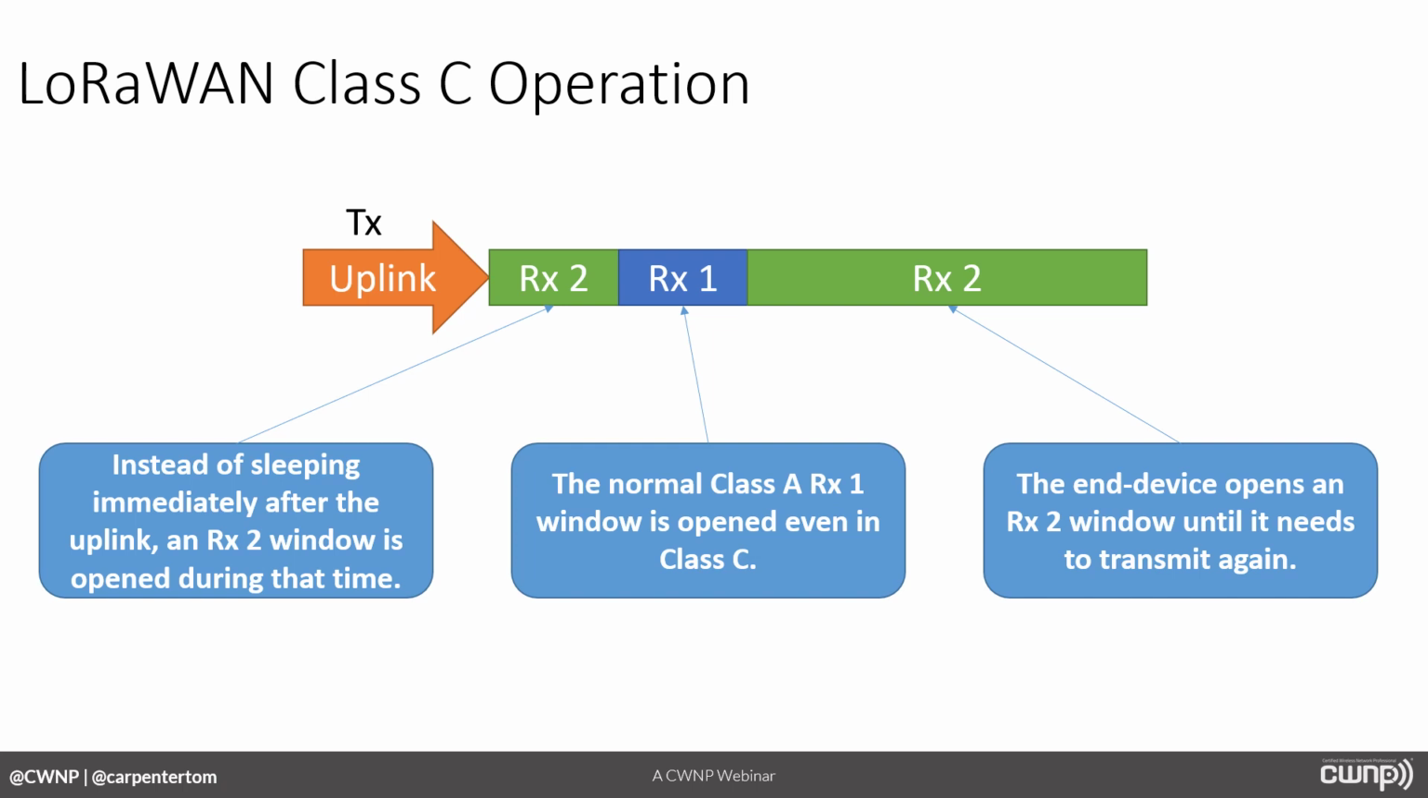Okay, so in other words, we're going to keep right on listening. We're never going to sleep. So a Class C device is always there. When would I use it? When you have a device that you need to be always there to receive a communication from the network.